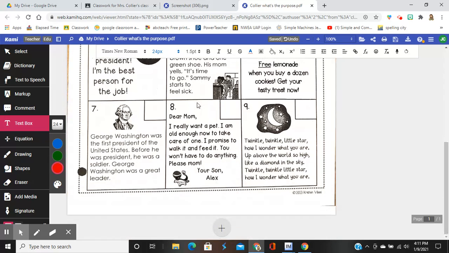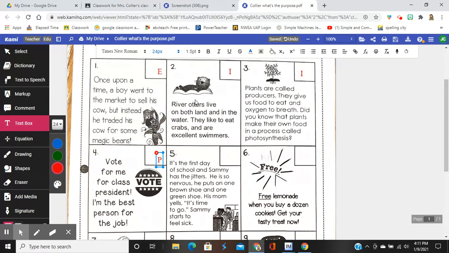So read through the rest of these and just put the letter that you think it will be. If you're having any trouble, join me for a Google Meet and I'll be glad to help you.